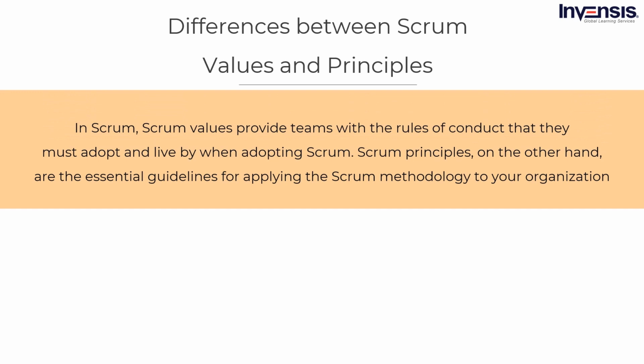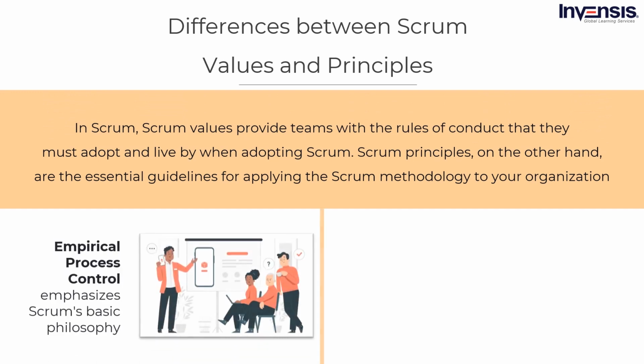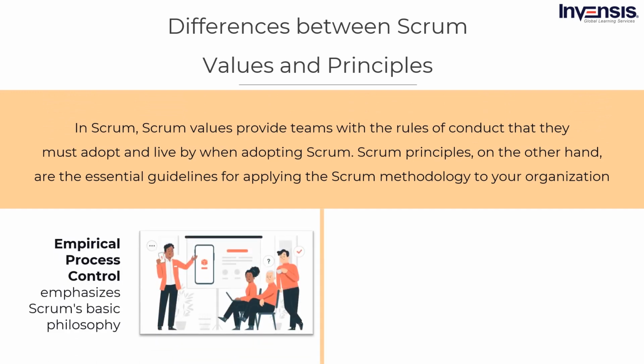As we have already learnt about Scrum values in this article, now let us learn the different Scrum principles. So, there are 6 Scrum principles. First is empirical process control. This concept emphasizes Scrum's basic philosophy, which is founded on 3 major ideas: transparency, inspection, and adaptability.